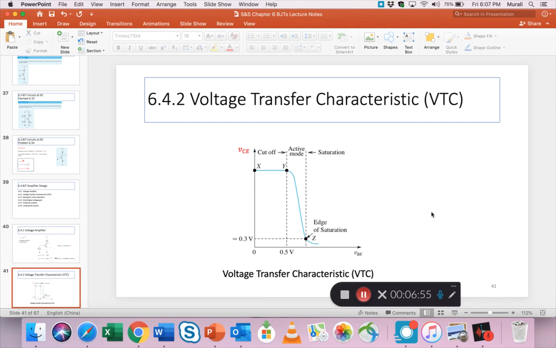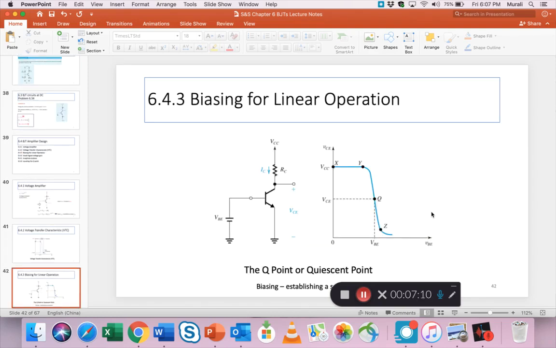Okay, so this voltage transfer characteristic is what is generally used to help us define the operation of an amplifier, of a voltage amplifier. Okay, so I'm going to move to the next slide, 42, and here we are introduced to one more concept called the Q point or the quiescent point. Also, it's called the operating point.